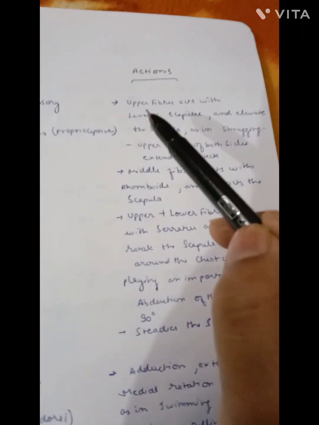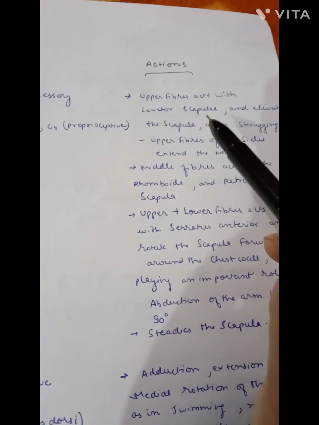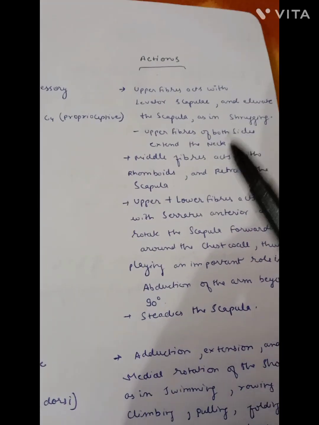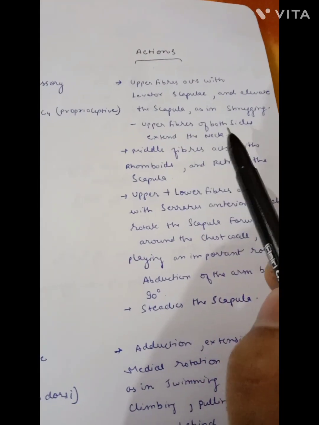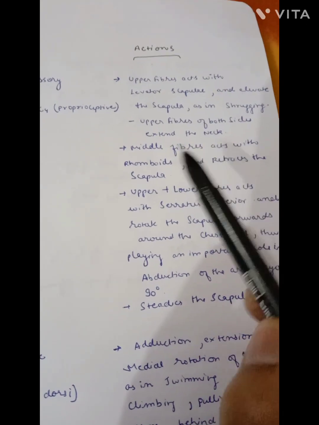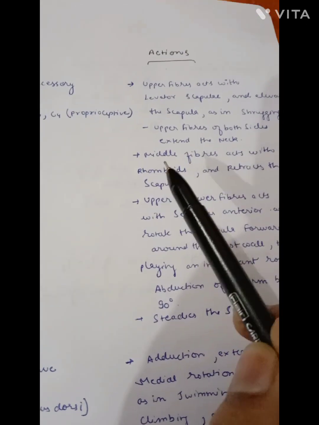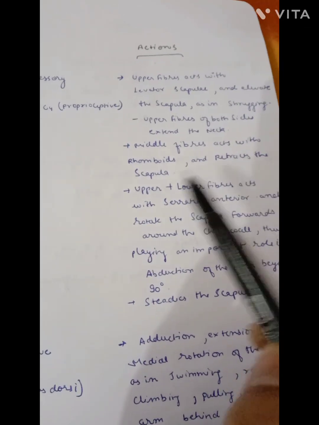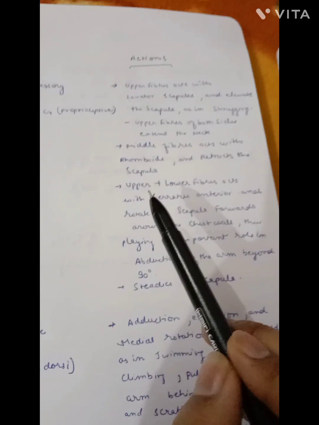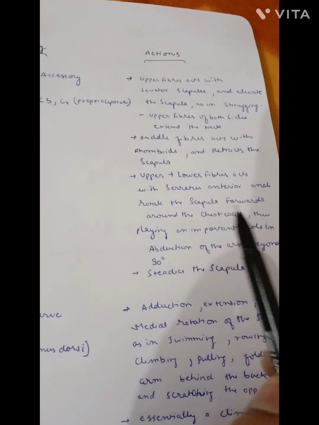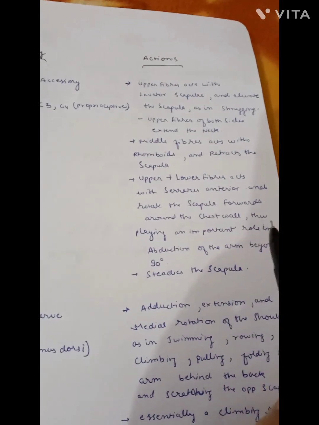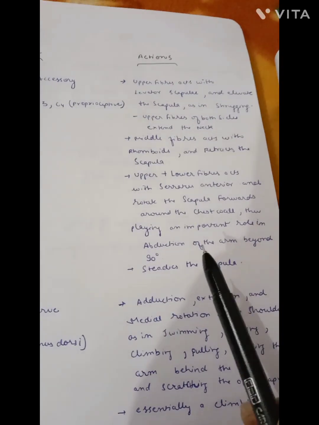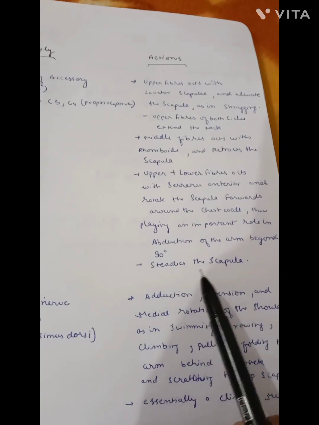Action. Upper fibers act with levator scapulae and elevate the scapula, as in shrugging of shoulders. Upper fibers of both sides extend the neck. Medial fibers act with rhomboids and retract the scapula. Lower fibers act with serratus anterior and rotate the scapula forward around the chest wall, thus playing an important role in abduction of the arm beyond 90 degrees, and steady the scapula.